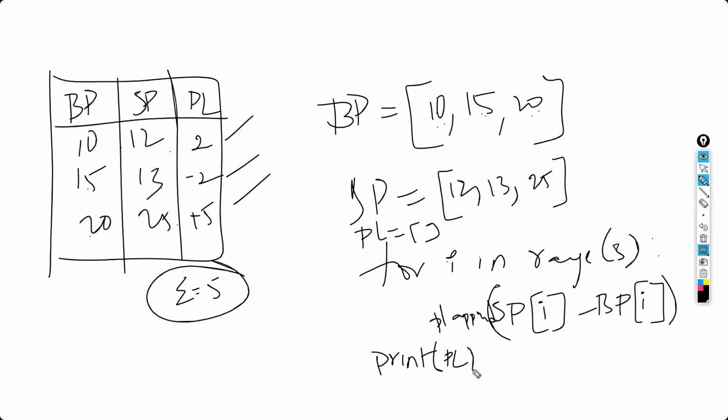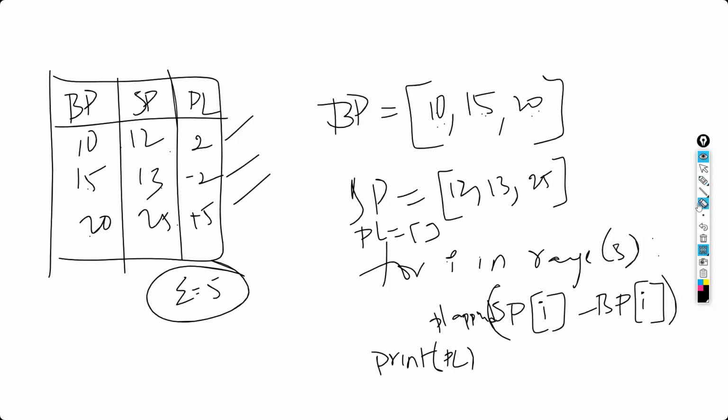After getting the output like that, now I want the sum. You already have a list of values. How to do the sum? S is equal to 0, for i in PL, S is equal to S plus i, and print S. 5 will be printed. That is using the list.